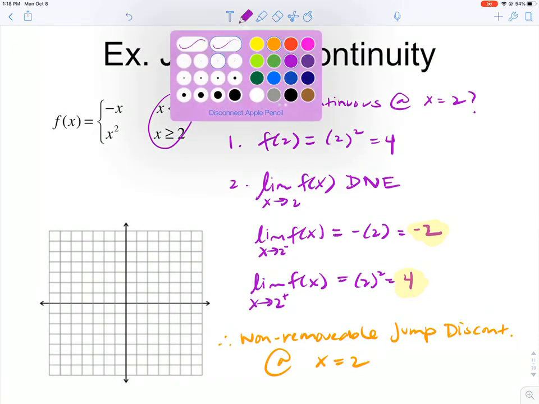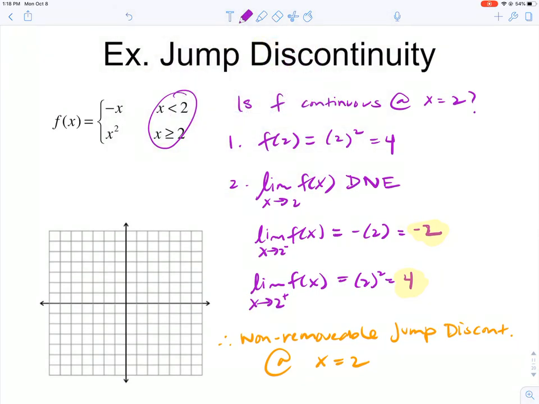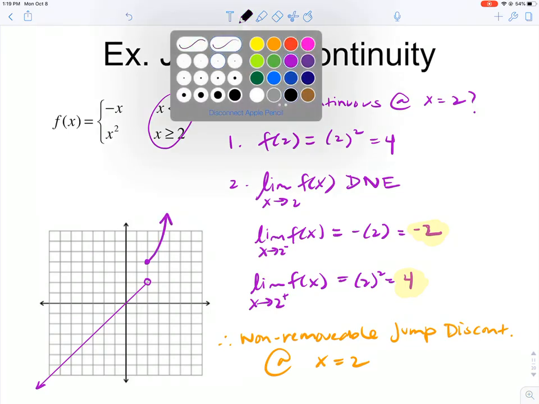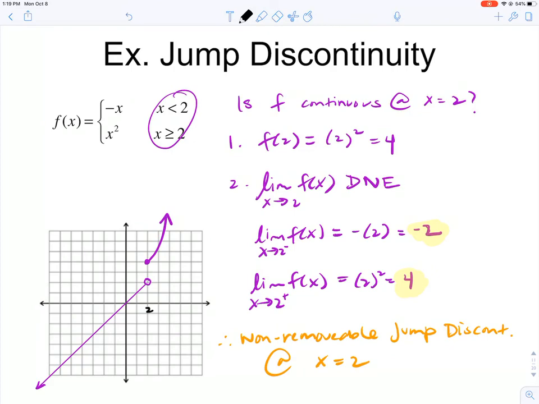Okay, so let's graph this. When x is strictly less than 2, the graph will look like negative x. And then for x greater than or equal to 2, the graph will look like x squared. So you can see that there is a jump in the graph at 2.